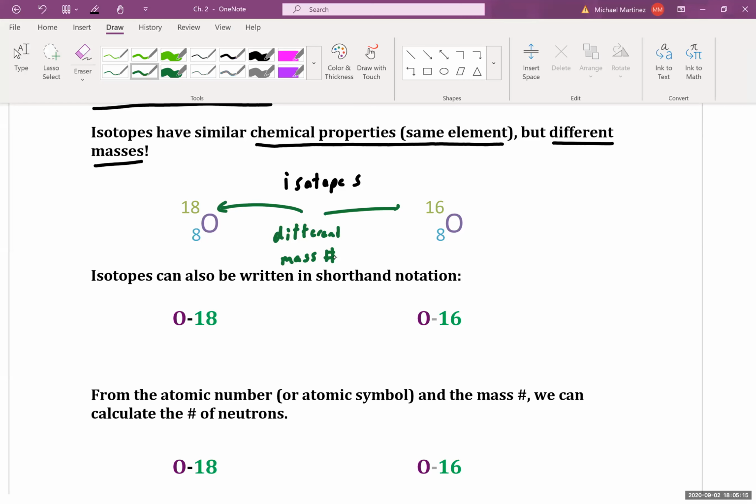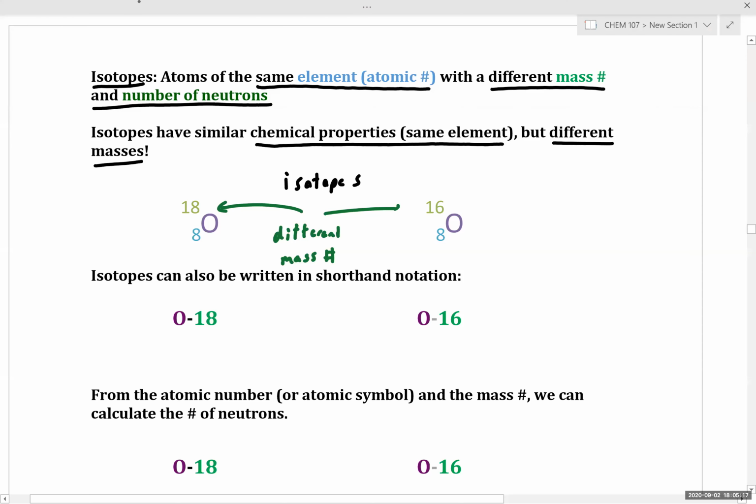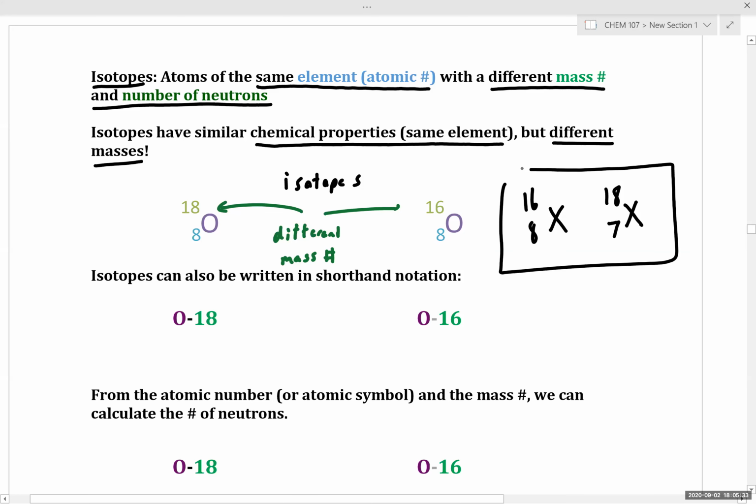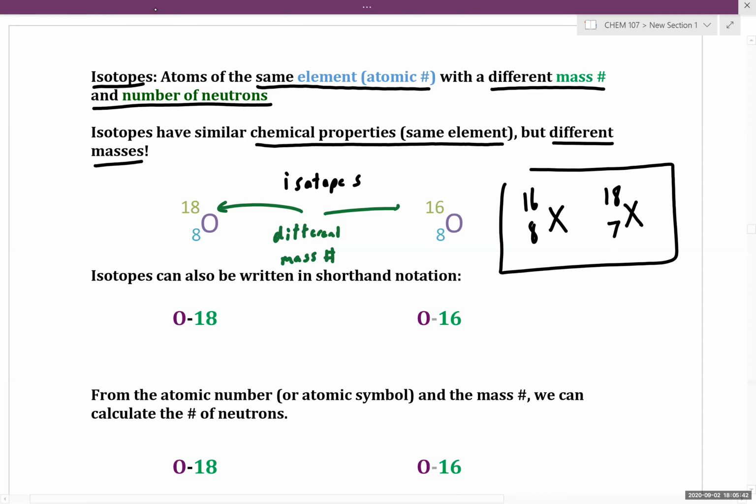Now, one thing that students often get tripped up on here is that if I have an element X with the symbol 16 over 8 and an element X with the symbol 7 over 18, are these two isotopes? Are these the same element with different masses? No, and we're going to put an X over that.